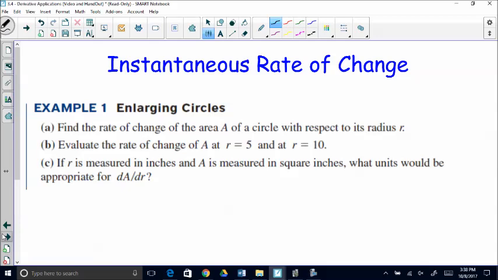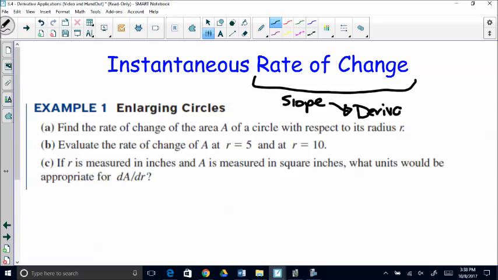Alright, so this is the last problem. I know these notes have been long, and I appreciate you hanging in there with me. So, if we look at this, we're going to talk about instantaneous rate of change. And if you think back to Algebra 1, your Algebra 1 teacher just told you rate of change always means slope. And now that we're in calculus, we know slope means derivative. So anytime it says find the instantaneous rate of change, we're going to find the derivative.